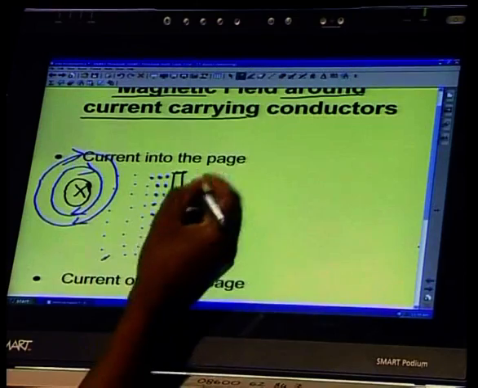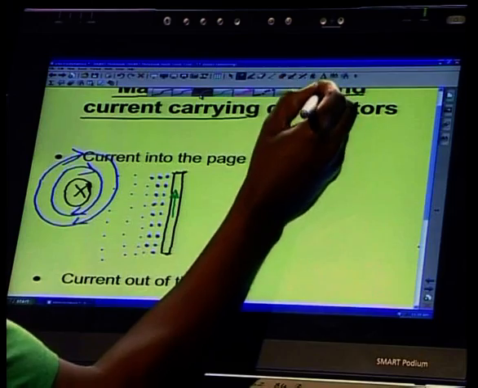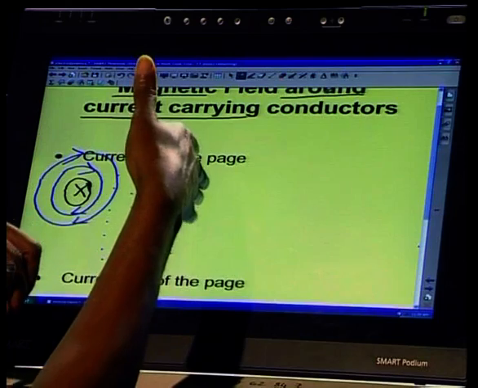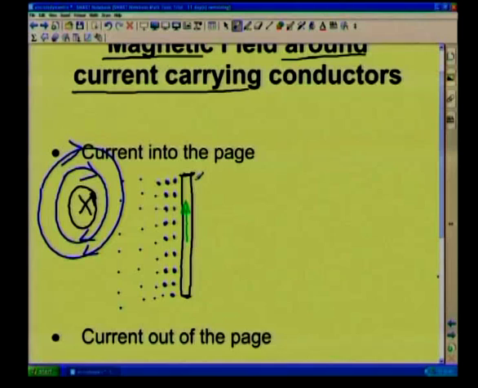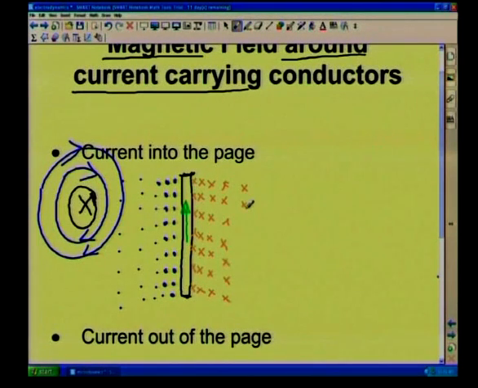On the right hand side, I wonder if I should use a different color pen here. On the right hand side, you would remember that my fingers are going into the page. So into the page, I've got X's. So X, X, X, X, X, X, X. I'll have the X's there. Watch the space getting bigger as you move further from the conductor. There we go.